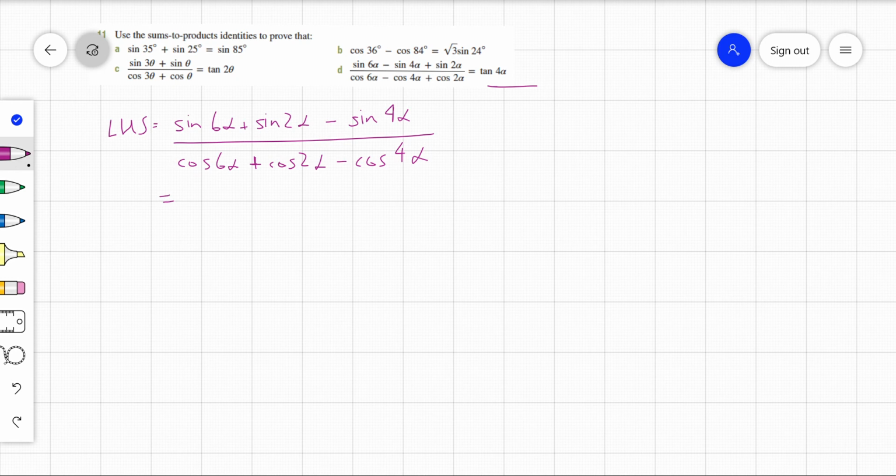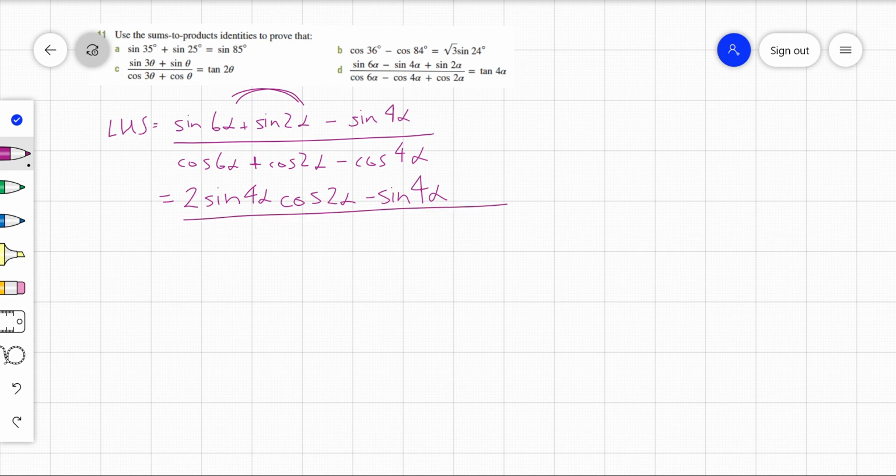So again, using those same 2 that we had before that I've rubbed out, hopefully you remember them. If I have a sine plus a sine, that comes from a 2 sine A cos B. 2 sine, add divided by 2, so 6 alpha plus 2 alpha is 8 alpha, divided by 2 is 4 alpha, and then subtract, 6 alpha minus 2 alpha is 4 alpha, divided by 2 is 2 alpha. Alrighty, and we've still got that minus sine 4 alpha.